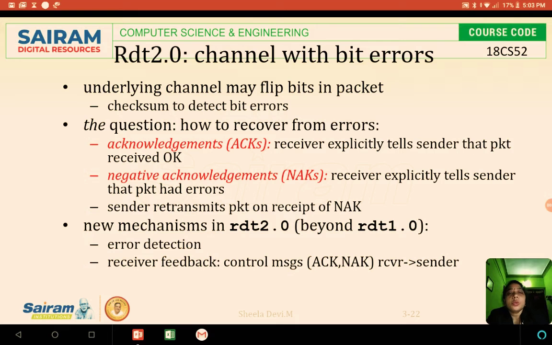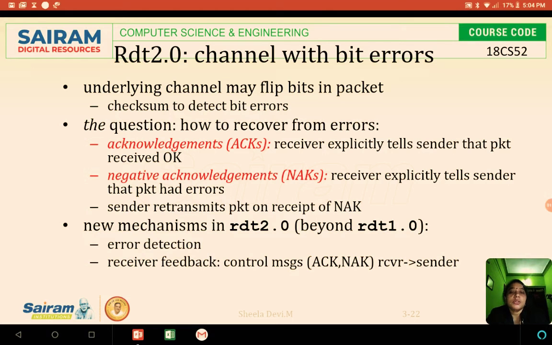In RDT 2.0, we are assuming that there are some bit errors in the channel. In that case, the underlying channel may flip bits in packets. Checksum is used to detect the bit errors. If errors are there, then the sender and the receiver should take some initiative to detect and correct the error. So for that we need some mechanism. The question is how to recover from errors.